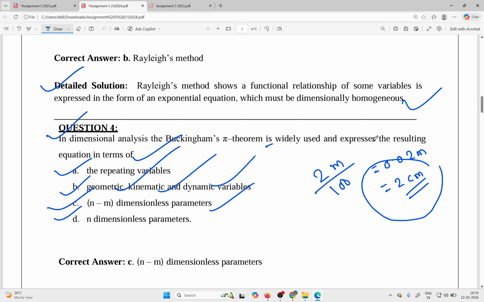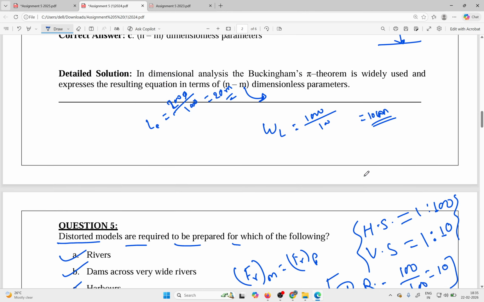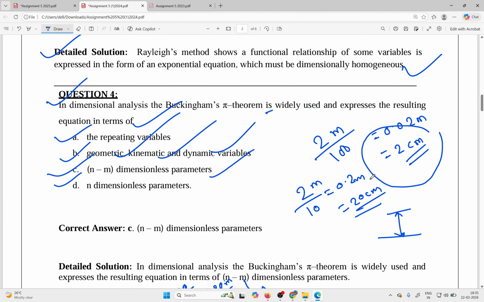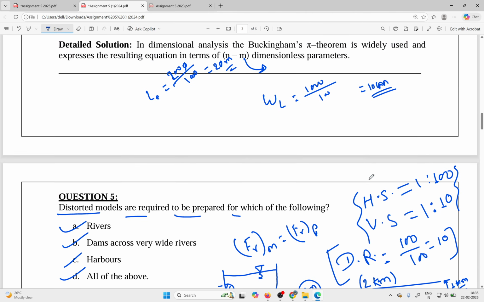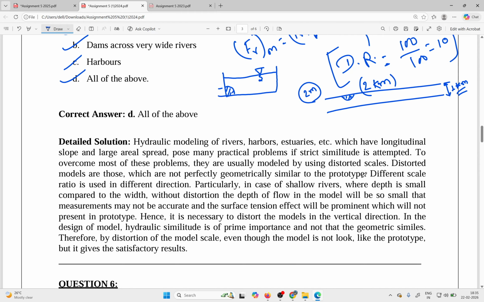So that's why we did the distortion. If you assume the vertical scale 1 is to 10, then 2 meters gives 0.2 meter, that is 20 centimeter. That height will show the effect of the deposition when we measure the data, whereas 2 centimeter will not show the effect. So that's why we need the distortion. Always remember, please.